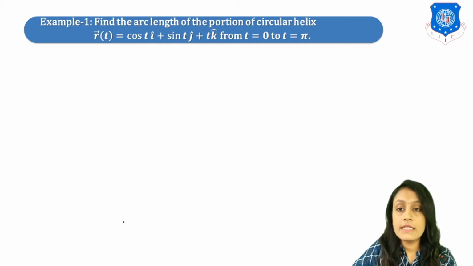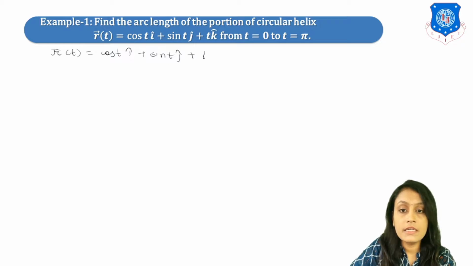Now let's solve one example. The question is: find the arc length of the portion of the circular helix r of t is equal to cos t i plus sin t j plus t k from t is equal to 0 to t is equal to pi. So r bar is given, that is cos t i plus sin t j plus t k.